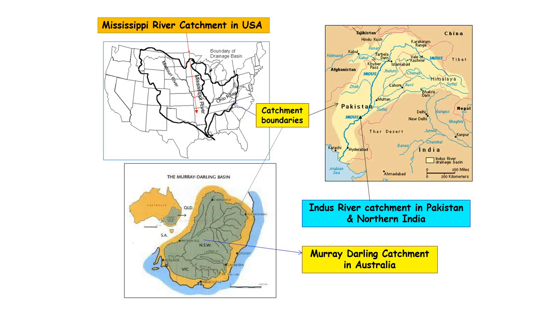Here's just a couple of maps of some catchments around the world. So we've got the Murray-Darling Basin here, Mississippi River catchment in the United States, and the Indus River catchment in Pakistan and northern India.